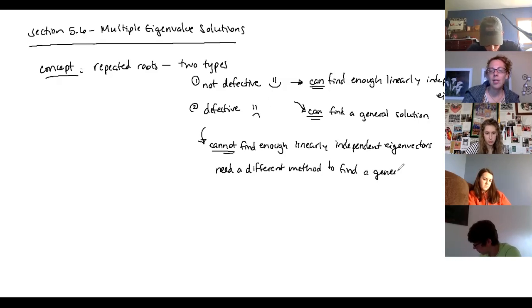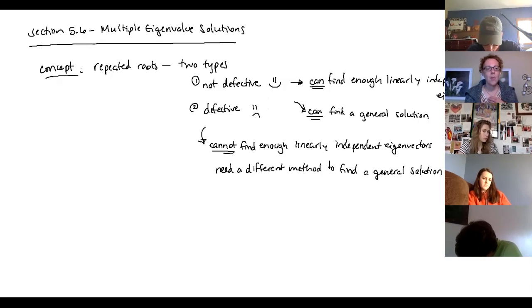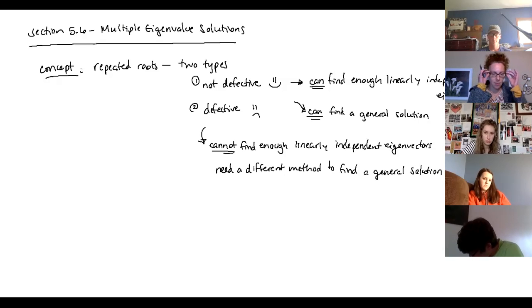And I don't think we're going to get to this different method today. I think that's going to be the very last thing that we talk about this semester tomorrow. So we need a different method to find a general solution. It's still doable. We just can't use the same process that we've been talking about up to this point.